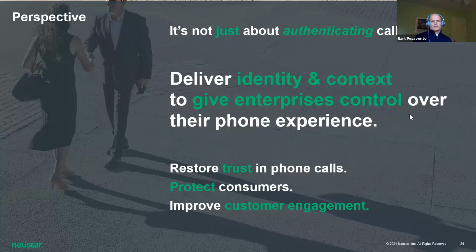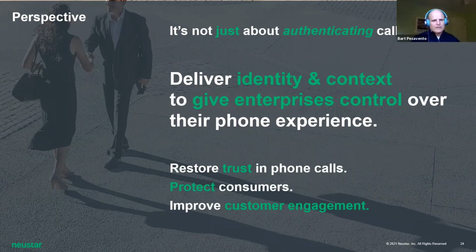Okay, thanks, Henry. So let's talk about the call experience in general, right? Everyone wants to use the phone channel. The phone channel is very important. It's lost its way along the way, right? The trust has been lost. What we've been talking about up to now is, well, how do we get that trust back? And that's all about authentication and STIR/SHAKEN. It's very important to get that trust back. Authentication is really the underpinnings for all the rest of this to work.